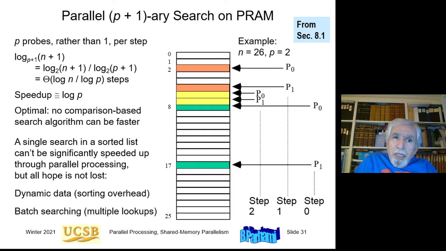Now, log base P plus 1 of n plus 1 can be written as log 2 of n plus 1 divided by log 2 of P plus 1. This is basically an algebraic identity, and therefore we determine that the speed up compared to binary search with one processor is log 2 of P plus 1. So roughly log P. Speed up is order log P, which isn't very impressive because we are using P processors and we are achieving a speed up factor of log P.